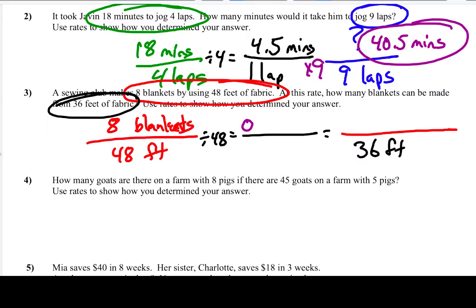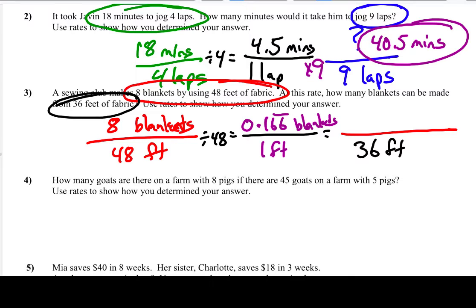So it's 0.166666666 repeating blankets over 1 foot. Okay, so I can't make a whole blanket with just 1 foot of material, which makes sense. It'd be a really short blanket if I made it only out of 1 foot.